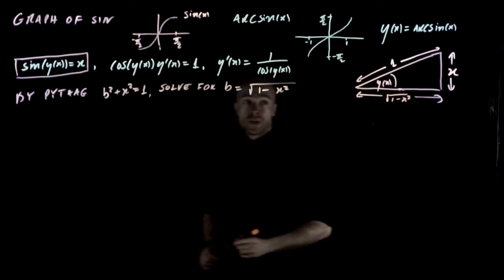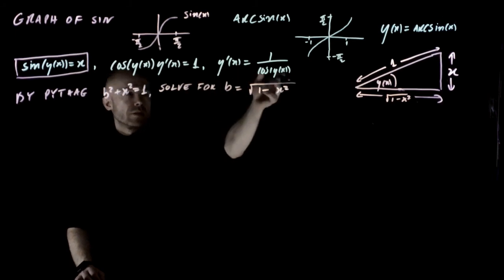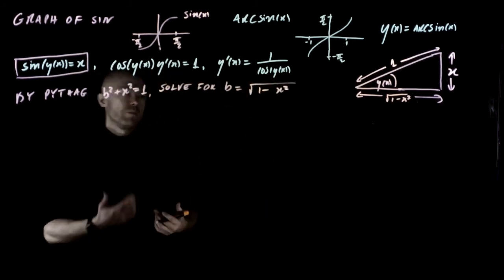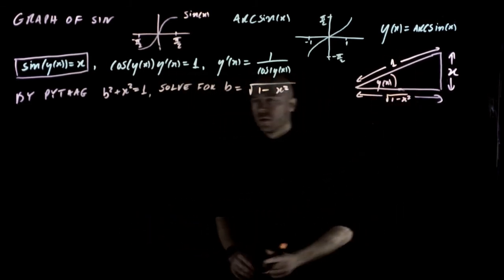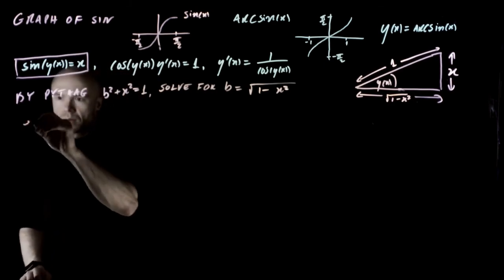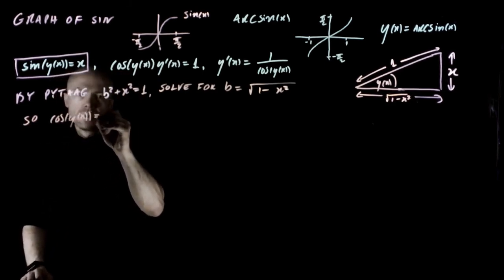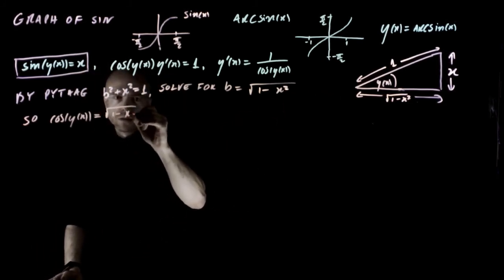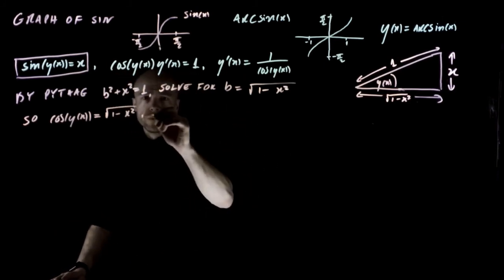Yeah? And that makes us very happy because we have that y prime of x is 1 over cosine of y, but now we can read off what cosine of y is, right? Because cosine of y is just the adjacent side divided by the hypotenuse, right? So cosine of y of x is the adjacent side divided by hypotenuse, which is just this thing. And then we can put it directly into this formula.